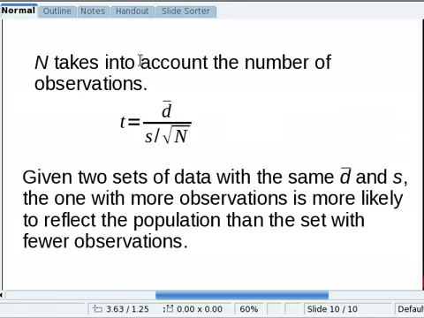What we're going to do in the next video is actually compute the t-statistic using the R statistical package.